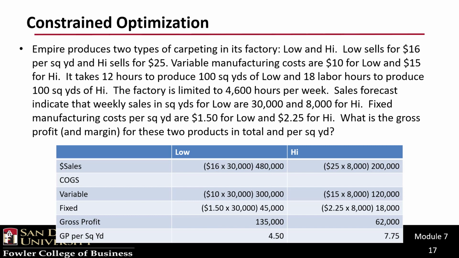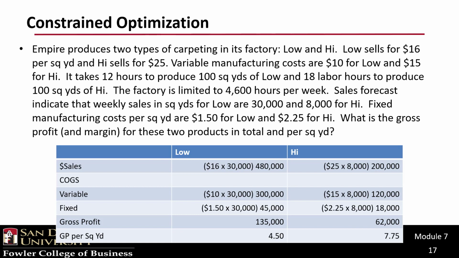Okay, so now we're going to do the same sort of problem, except we're going to think about something called constrained optimization. So Empire produces two types of carpeting in its factory, low and high. Low carpet sells for $16 per square yard, and high carpet sells for $25 per square yard. So that's why they're called low and high. It's a low-cost product and a high-cost product. Variable manufacturing costs are only $10 for low, but they're $15 for high. So it's probably because it's of a higher quality. It takes 12 hours to produce 100 square yards of low, but it takes 18 labor hours to produce 100 square yards of high.